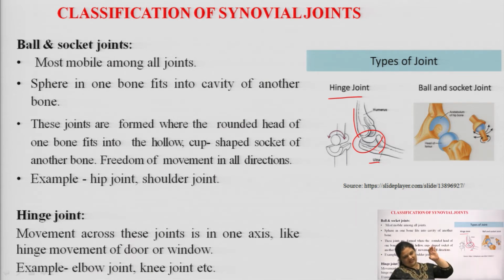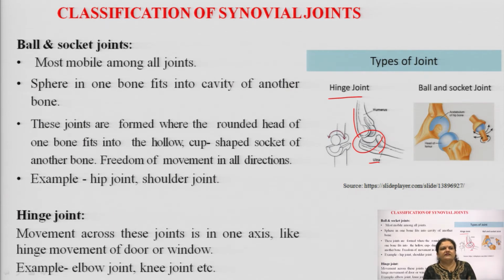The groove or the cavity is like the ball, where the other bone's articulation is like the socket, which fits this ball and shows movement in any direction. These are examples of synovial joints. You have to remember these two, students: the ball and socket joint, and the second one, the hinge joint. So, let us see one by one.